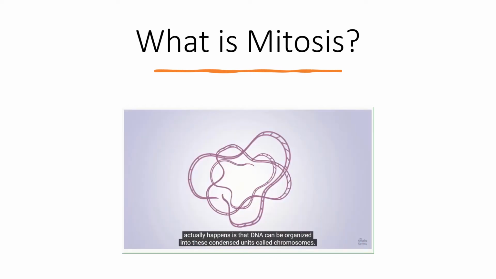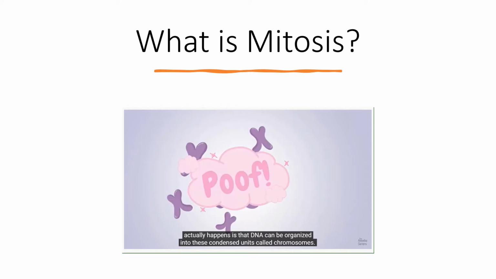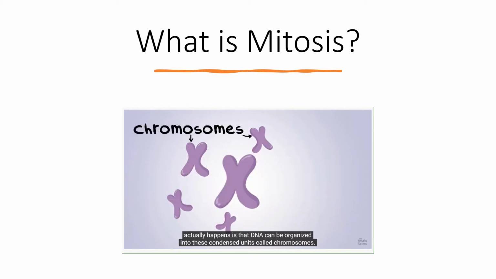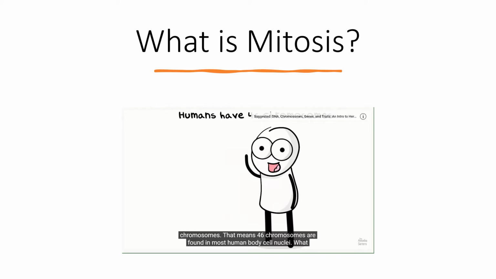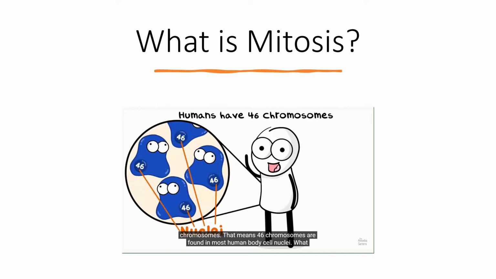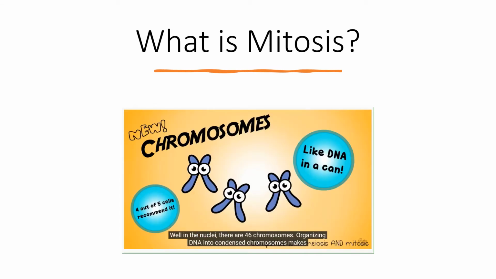Well, what actually happens is that DNA can be organized into these condensed units called chromosomes. Chromosomes are made of DNA and protein. You've probably heard before that humans have 46 chromosomes. That means 46 chromosomes are found in most human body cell nuclei. What are nuclei? Well, it's the plural of nucleus. You don't say nucleuses, you say nuclei. Well, in the nuclei, there are 46 chromosomes. Organizing DNA into condensed chromosomes makes it a lot easier to move over when you're making new cells.